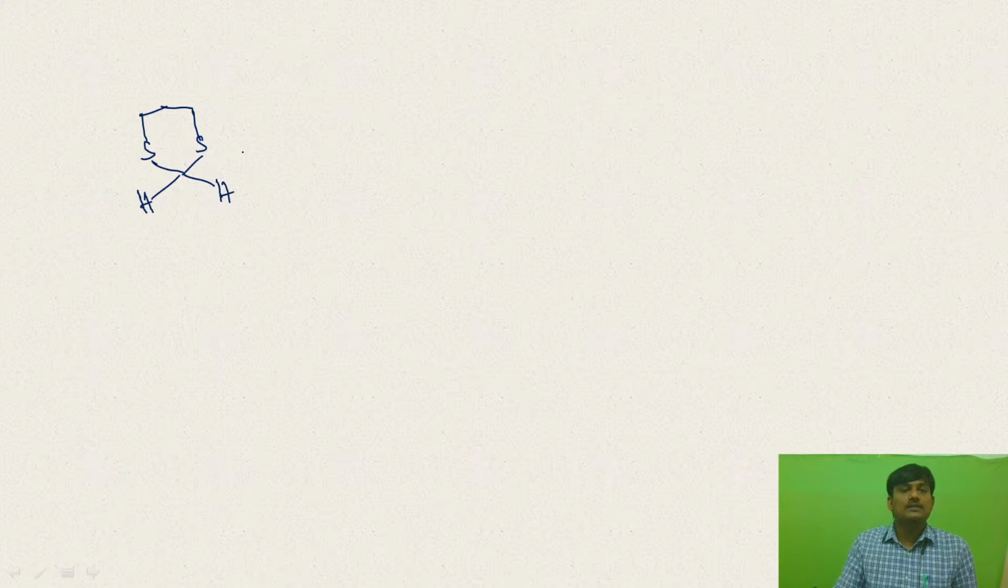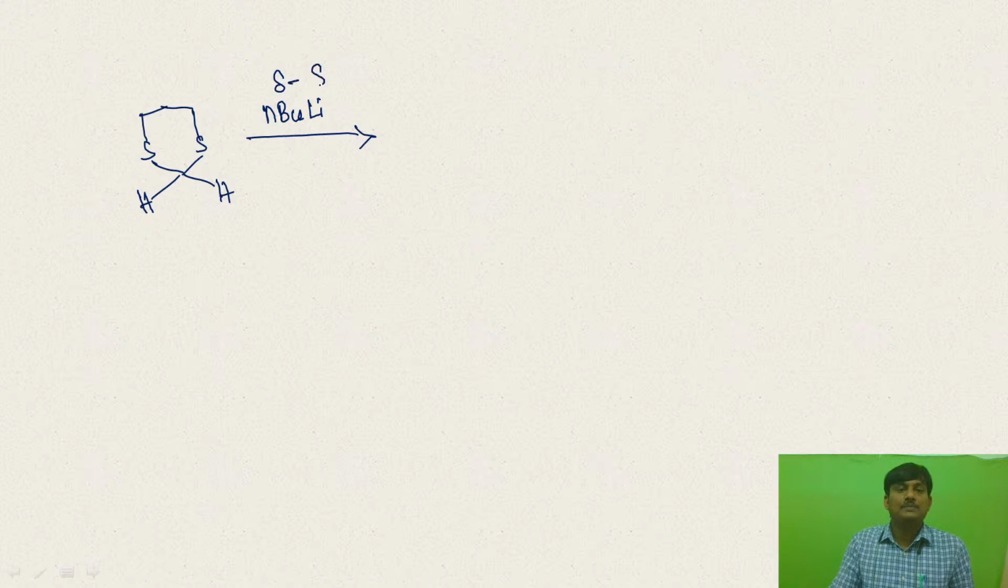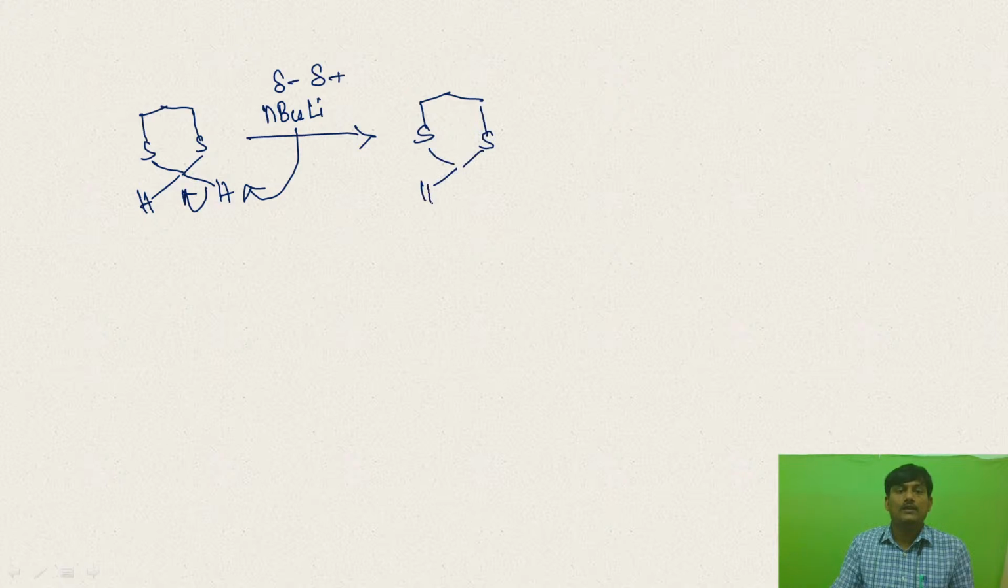These two are slightly acidic hydrogens. When you treat with N-butyl lithium, it's a strong base. The butyl group abstracts a proton, and here there is a formation of a carbanion, on the sulfur-bearing carbon with this one hydrogen. Here there is a formation of carbanion.